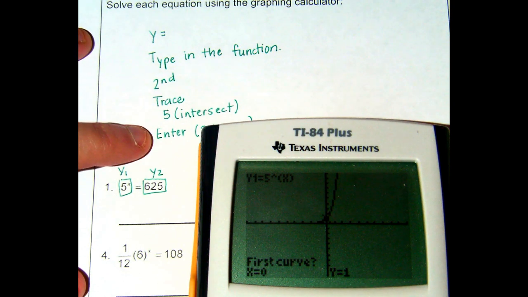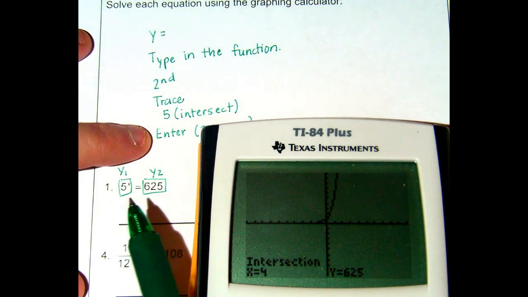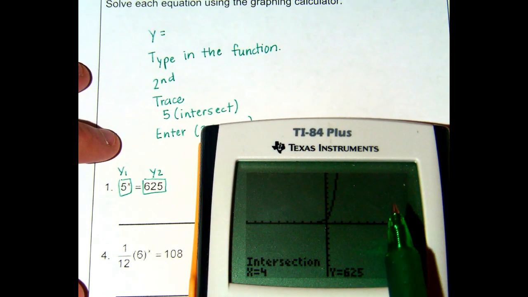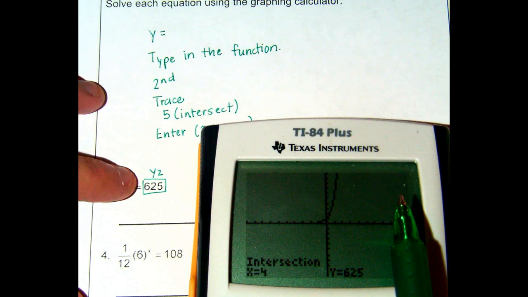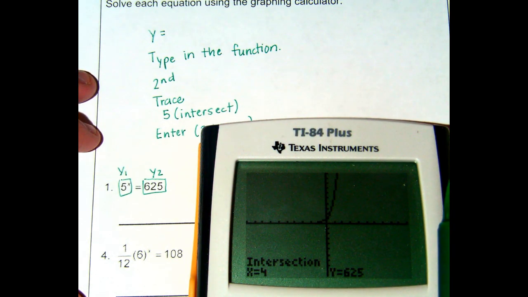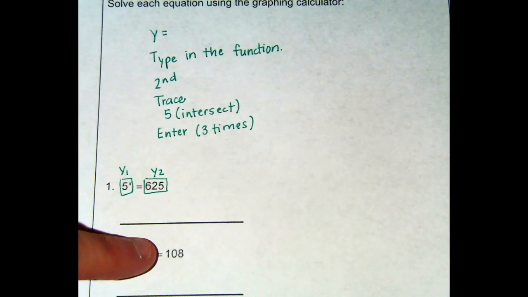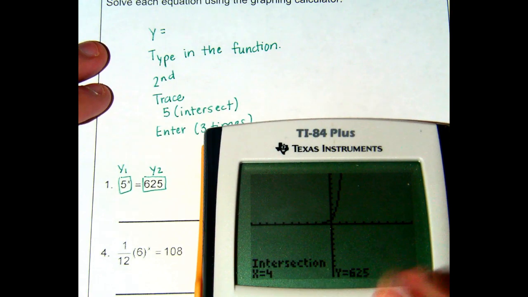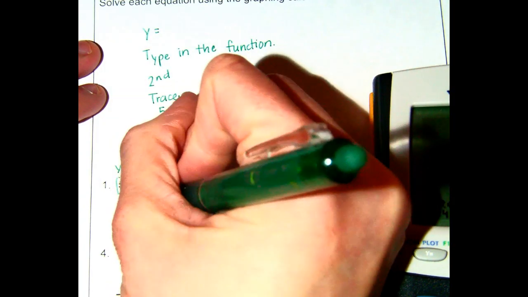So once I've got this, I'm going to press enter 1, 2, 3 times, and I have my intersection. It intersects when x equals 4 and y equals 625. Notice these numbers match. They're always going to match that 625. I say always. They will not always match. It depends on how complicated your equation is. They match right now. For all of them that are just equals a number, they should match. Okay. So x equals 4 is my solution to x.